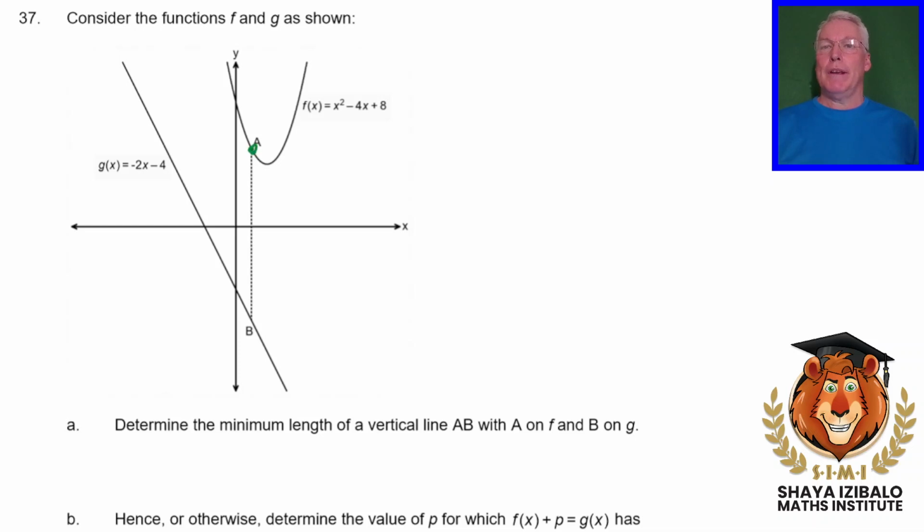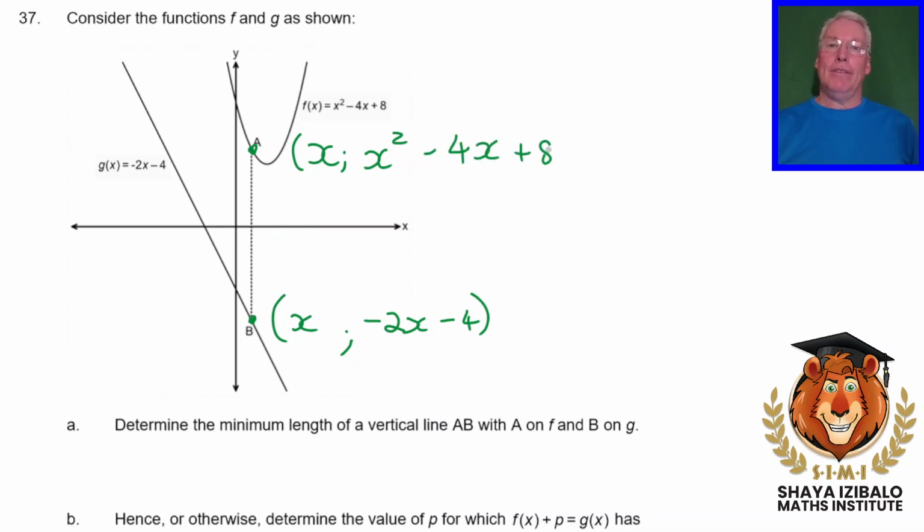Now the important thing here is that because this line is a vertical line, the x values of these two points, of point A and point B, will be the same. Point B will have an x value of x, then its y value will be minus 2x minus 4. That's because it lies on that line. A will have an x value of x, where that x is exactly the same, and a y value of x squared minus 4x plus 8.